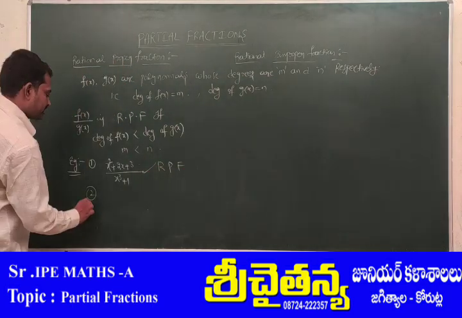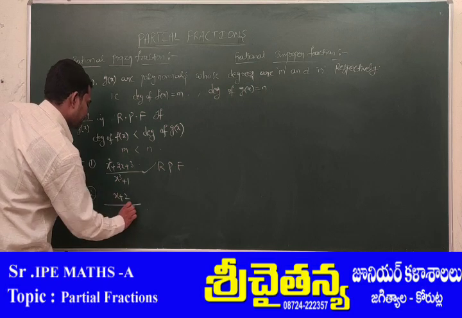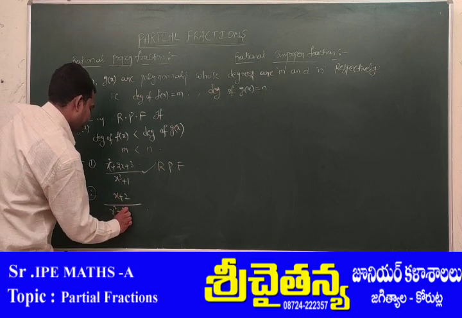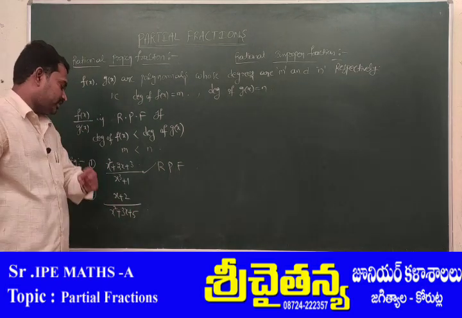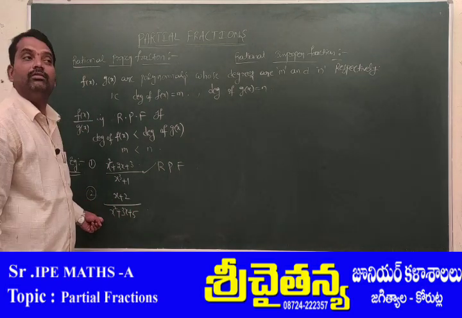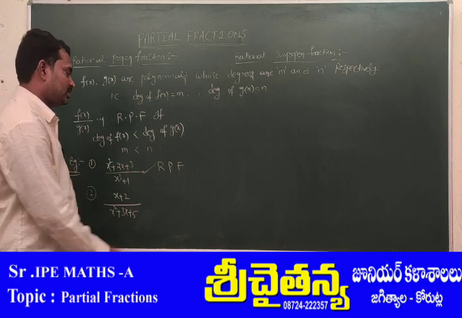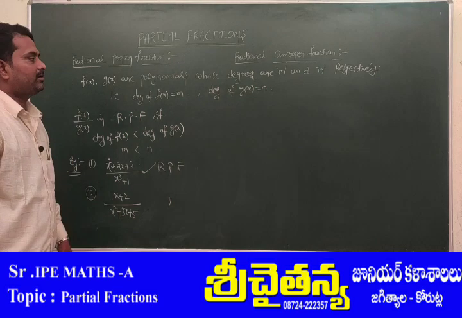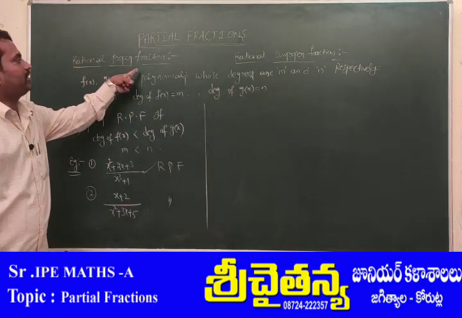Let us take one more example. x plus 2 by x square plus 3x plus 5. Here the degree of the linear polynomial is 1, and the degree of x square plus 3x plus 5 is 2. 1 is less than 2. This is also a rational proper fraction. So this is about a rational proper fraction.